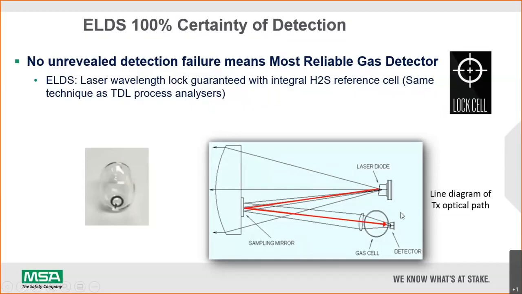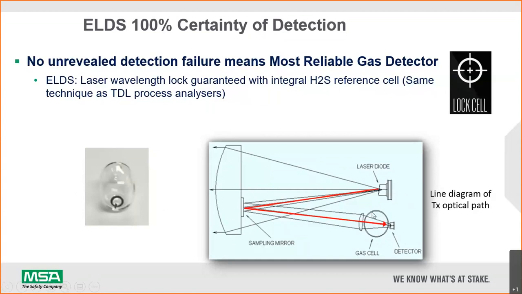Whatever drift is there, that much milliampere gain will be given to the laser diode, to make sure that the laser always emits the same frequency, 1589, with no drift at any point of time, so that the laser is always locked at a certain frequency. That is the beauty of laser lock.